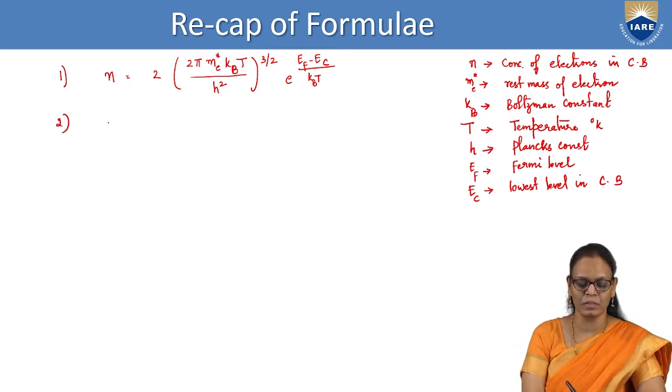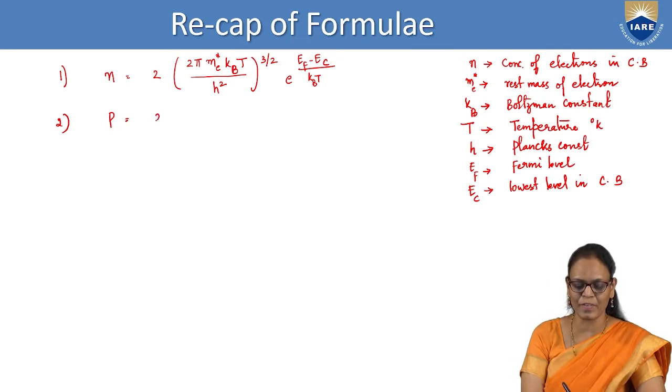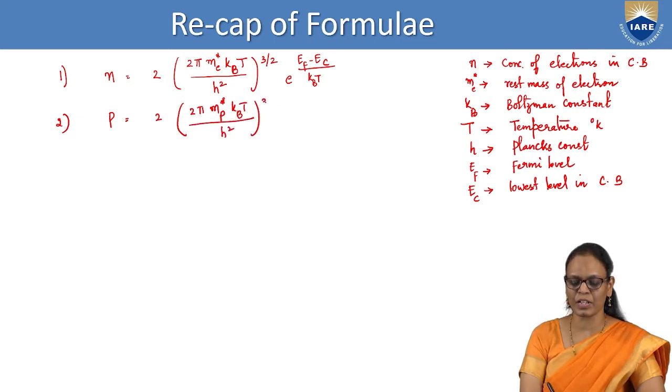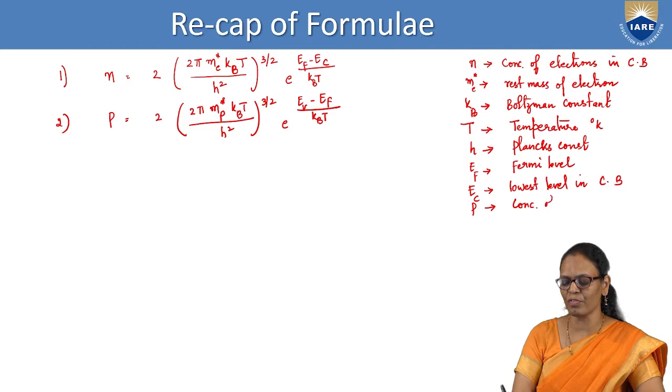Next comes the formula for P. P here represents the concentration of holes in the valence band. That is given by 2 into (2 pi mp star kBT by h square) power 3 by 2 into e power (EV minus EF) upon kBT. So all the other terms are known here. P represents the concentration of holes in the valence band.